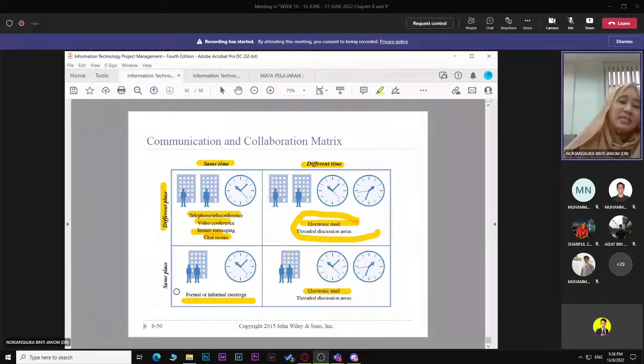Right? So same time, same place, samalah kelas kita hybrid tu, kelas face to face. Different time, same place, okay? Maybe you work in shift. Okay, I work in the morning, Hafiz work in the afternoon, for example, shift ni. So the technology will be electronic mail and you might list down what the other technology as well. So this is just some of the example.